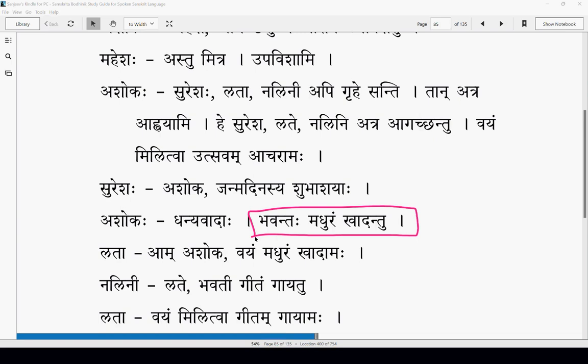So in the first sentence, Ashoka is requesting all the friends to eat sweets, and then Lata is saying in the next sentence, yes, Ashoka, we are eating sweets.